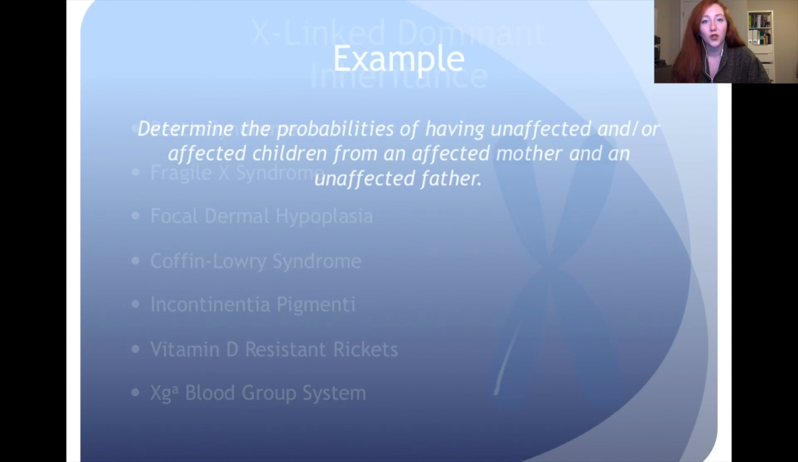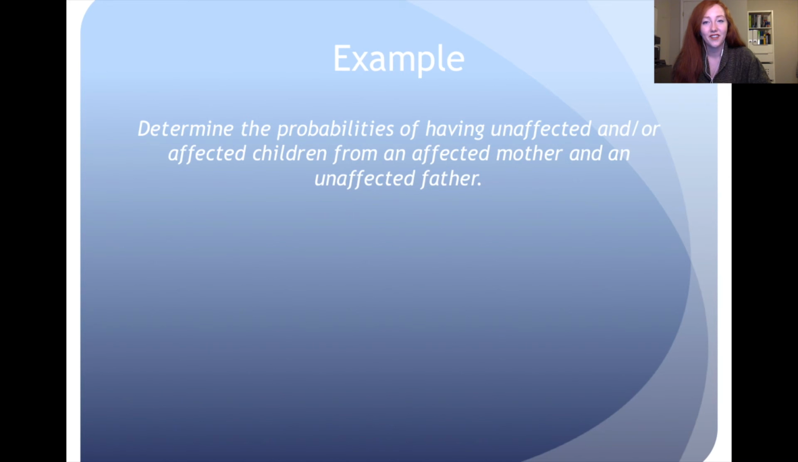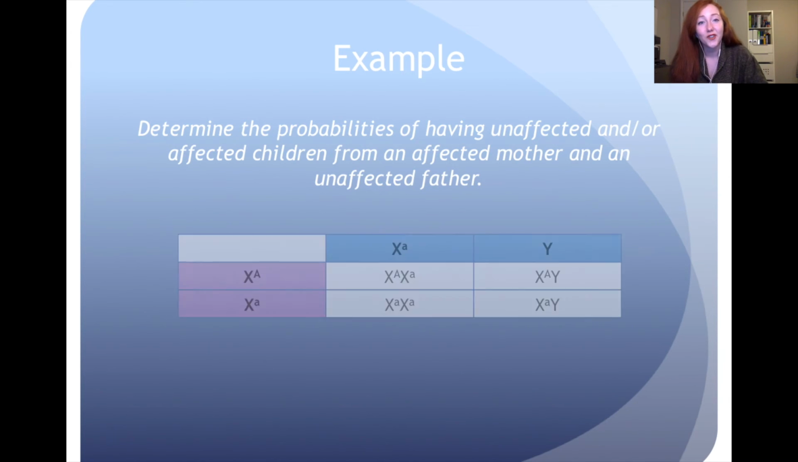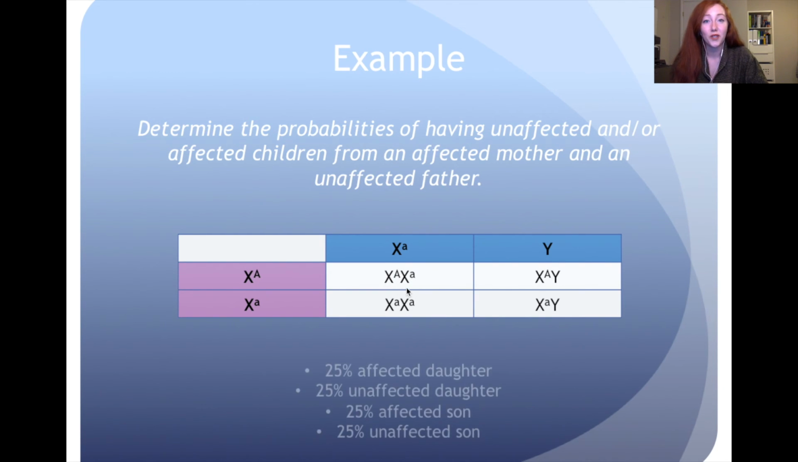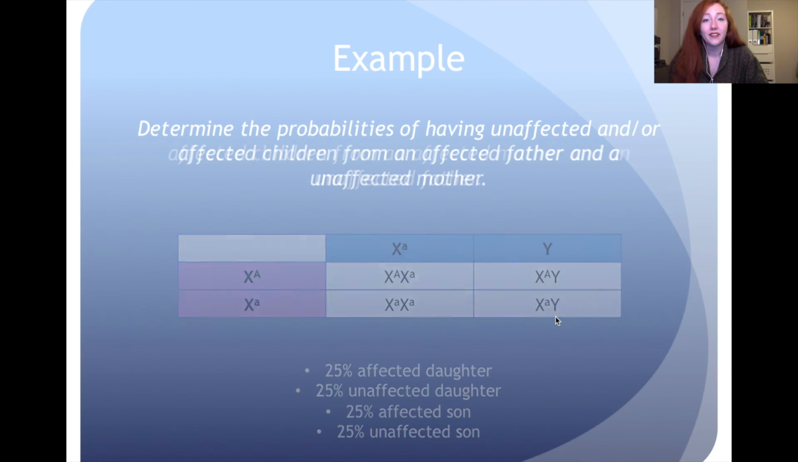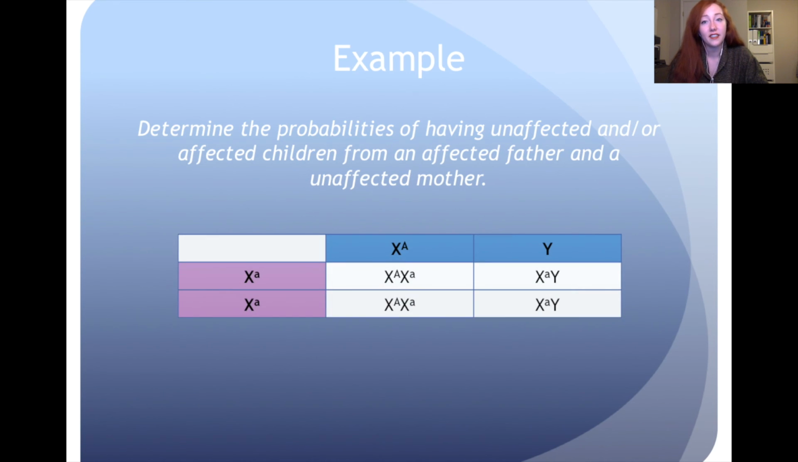In this example here, we're crossing an affected mother with an unaffected father. Though this daughter looks like a carrier, remember that in X-linked dominant inheritance, she will be affected. There's a 25% chance of having an affected daughter, a 25% chance of having an unaffected daughter, a 25% chance of having an affected son, and a 25% chance of having an unaffected son. In the second example here, there's a 50% chance of having an affected daughter and a 50% chance of having an unaffected son. Remember that the father is donating his affected X chromosome and she's becoming affected due to that.